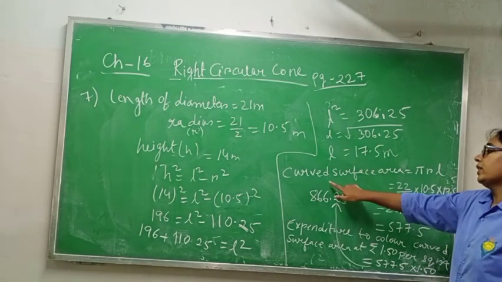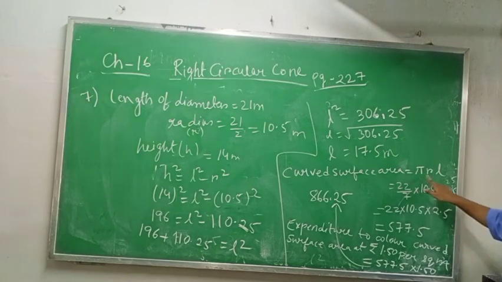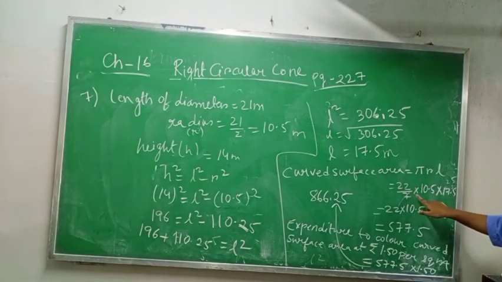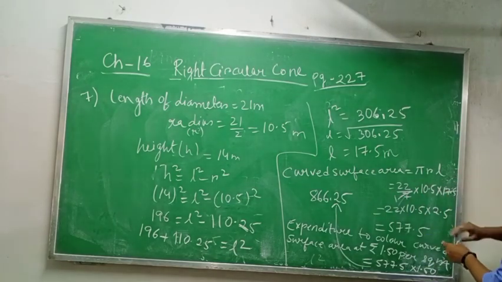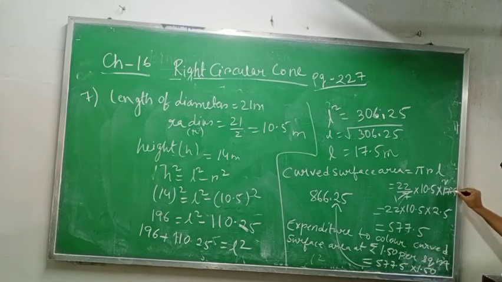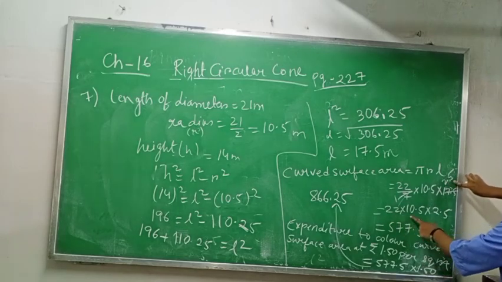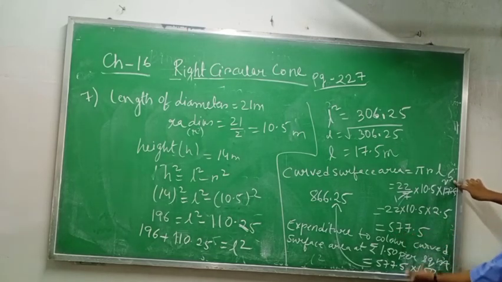The curved surface area formula is pi r l, which is 22 by 7 into 10.5 into 17.5. Now 7 ones are 7, 7 twos are 14, 15, 16, 17. Now 3 will go, 7 fives are 35. You are getting 2.5. So 22 into 10.5 into 2.5. You will get 577.50 or 577.5. Both are the same.